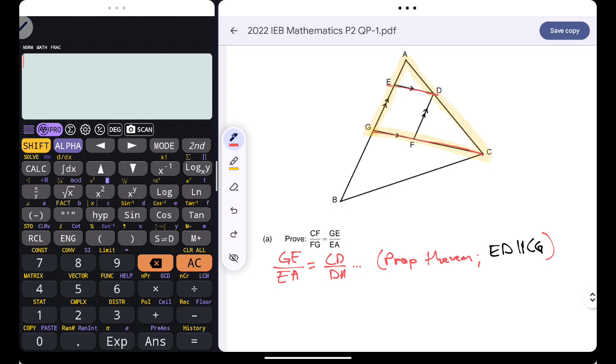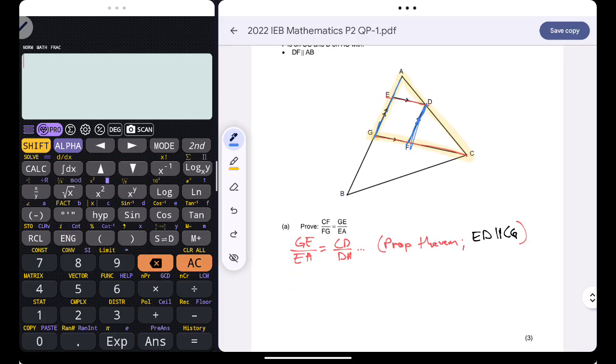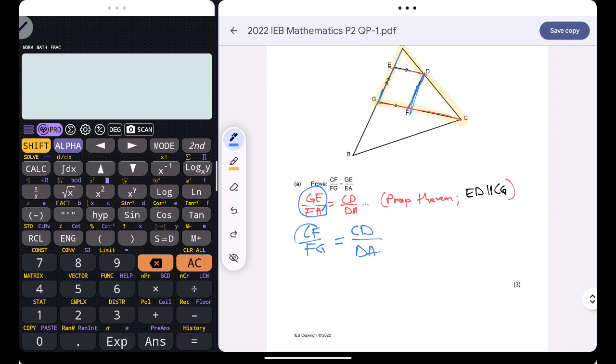And now if we focus on this line, which is parallel to this one, we can therefore conclude that CF over FD, excuse me guys, CF over FD is equal to CD all over DA. If these two lines are parallel, that means this over this is equal to that over that. We can therefore conclude that this is equal to this.